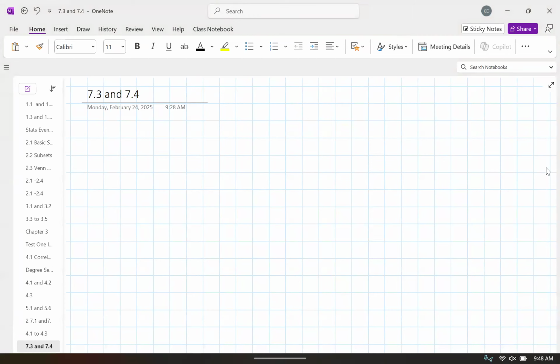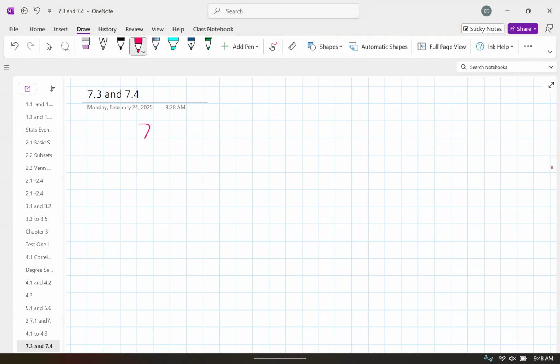So 7.3 and 7.4. I think 7.4 wasn't listed on the weekly assignments, but it's definitely one that we should look at. There is an assignment there, it's just not on the regular Canvas page. I'm not sure what's up with that. I didn't build it. So, whoops.